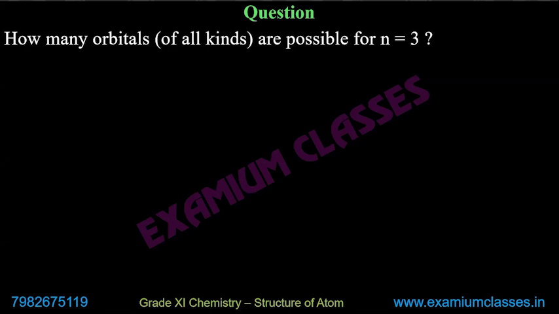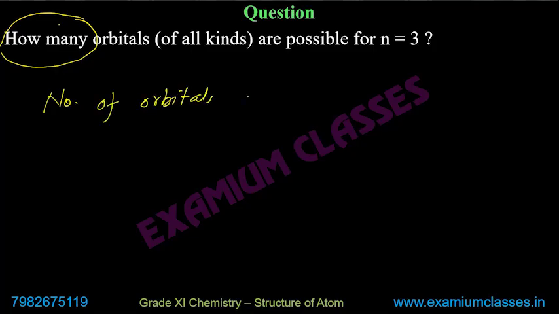So you just need to apply the formula. How many means the number is asked, not the orbitals. So the answer will be just n square. Number of orbitals in a shell of all kinds, s, p, d, f, whatever, is n square, which means 3 square equals 9.